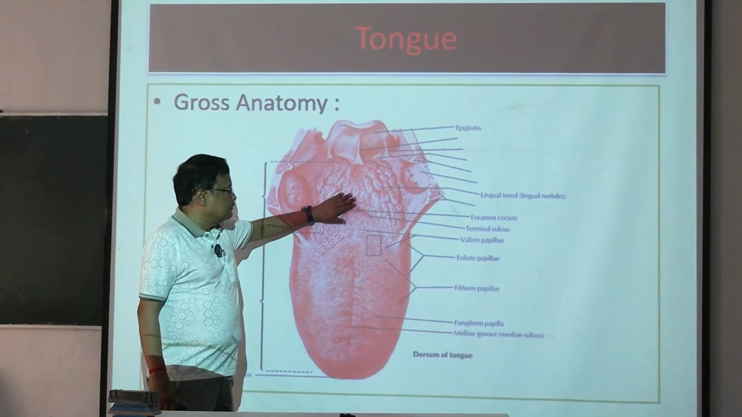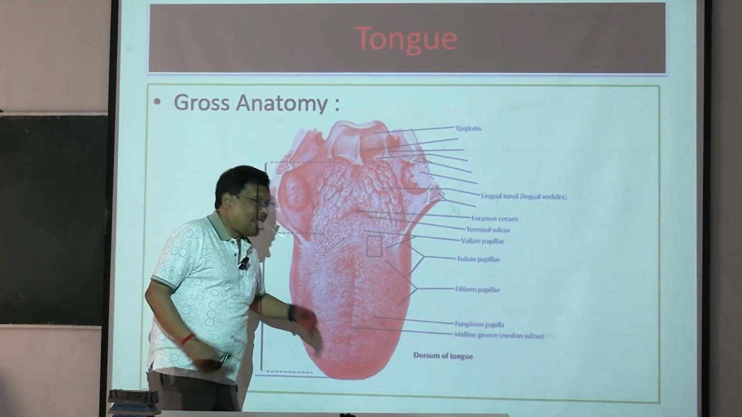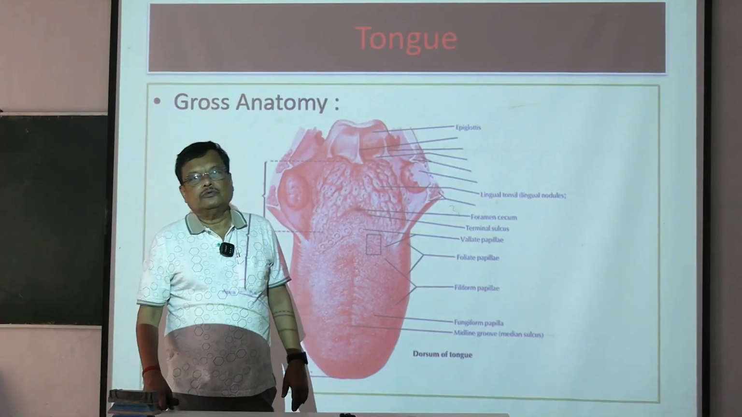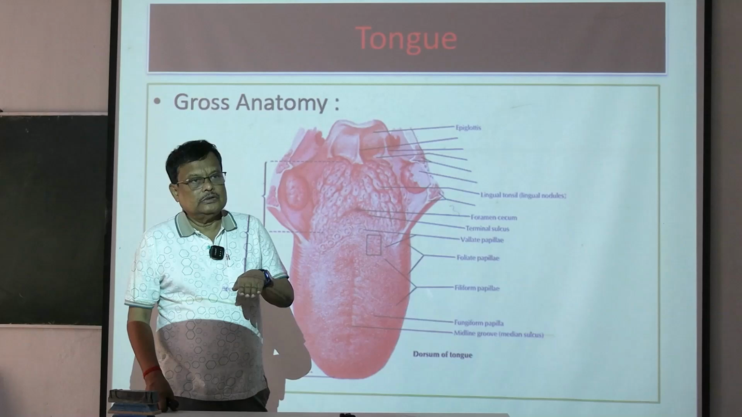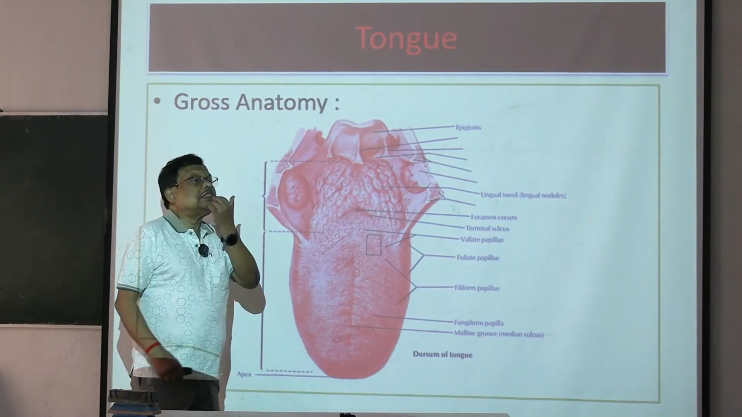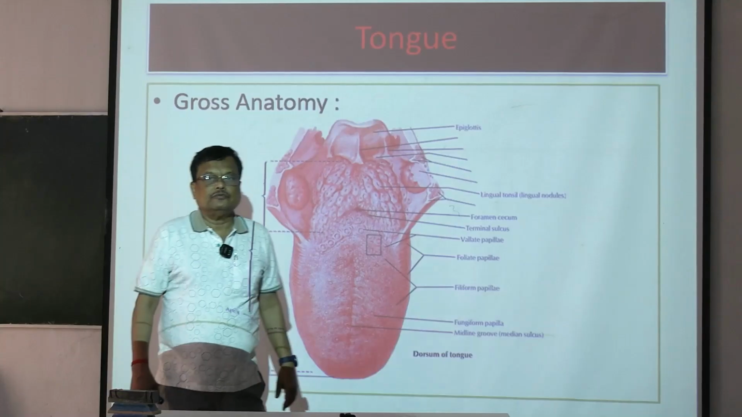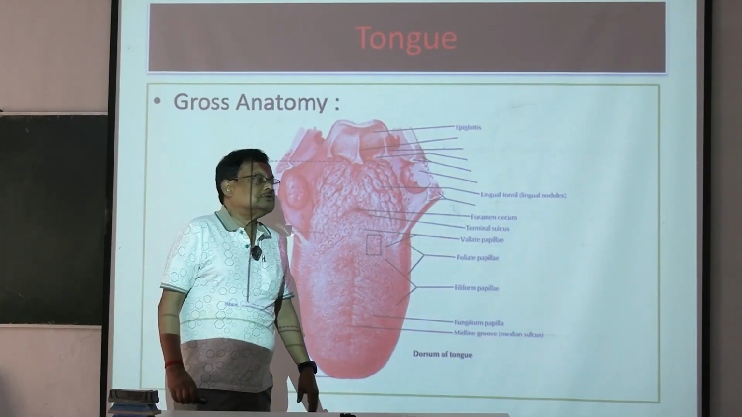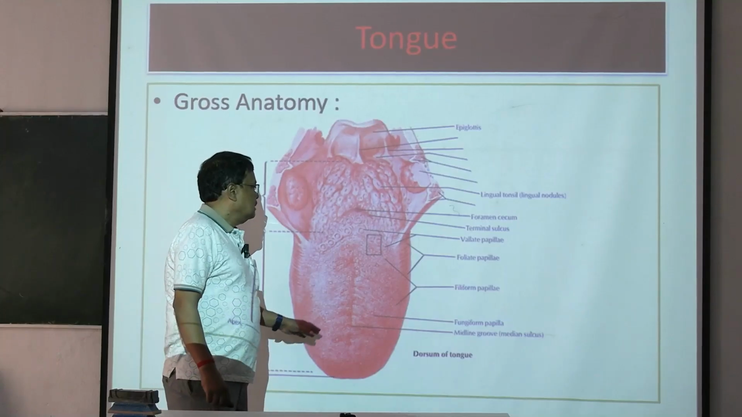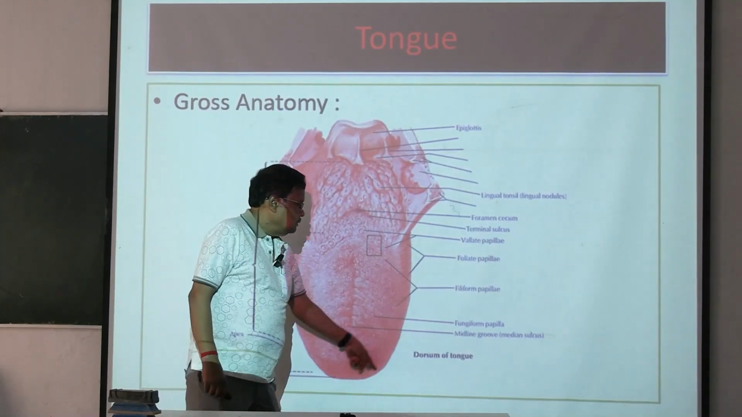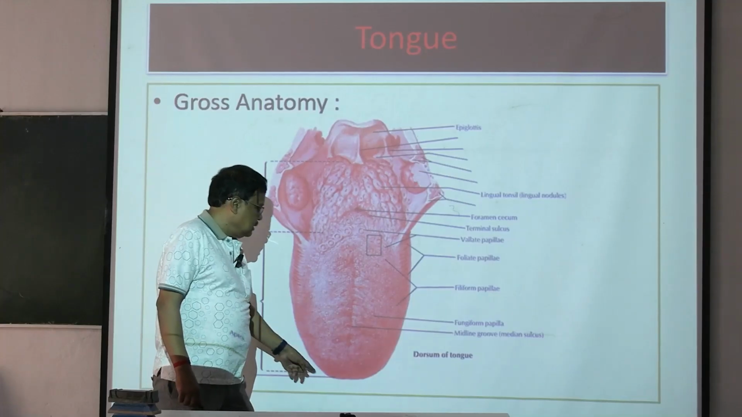The tongue has got two surfaces. This surface we call the dorsal surface, or loosely the superior surface, and the underneath surface is the ventral surface, or loosely we can call it the inferior surface. It has got two lateral borders and a tip.